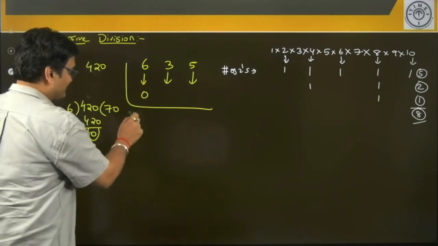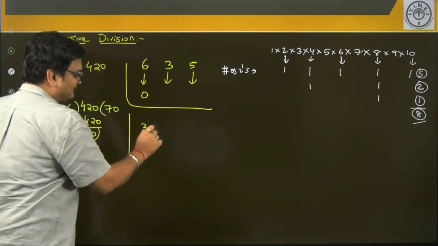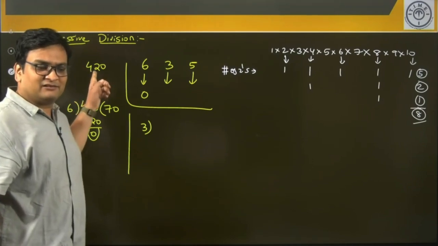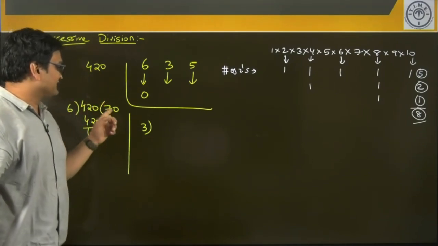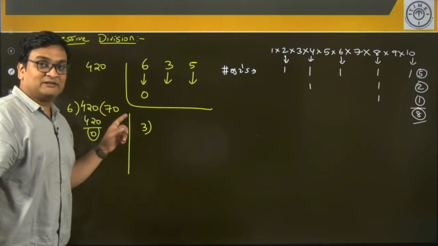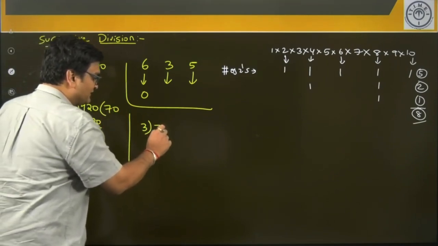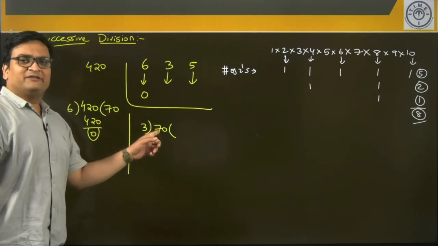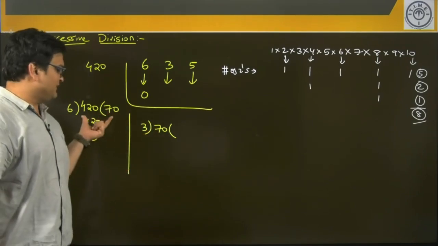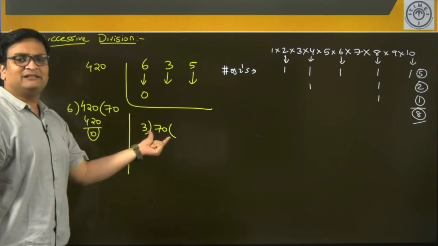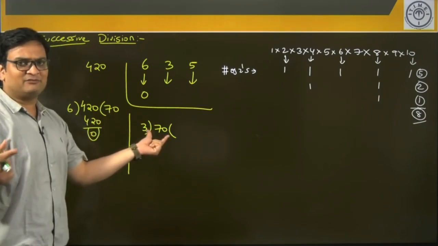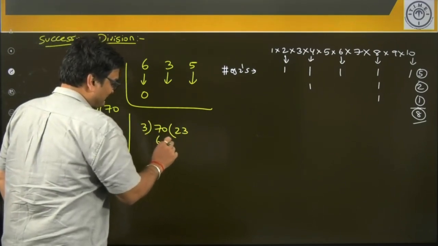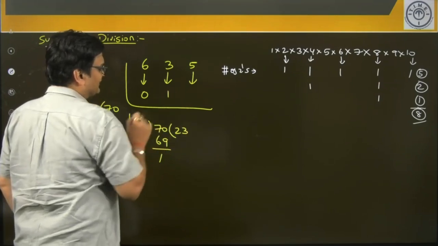Then for the next step of division, my divisor is 3. Now the question is, what is my dividend? Dividend was 420 earlier. Now please understand that 420 now has reduced to 70. So that reduced number will be my new dividend. So the quotient of the previous division is going to be the dividend of the next step. So 70 will go how many times? It will go 23 times. 1 is a remainder.